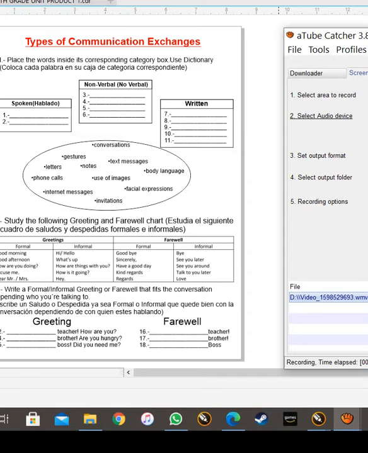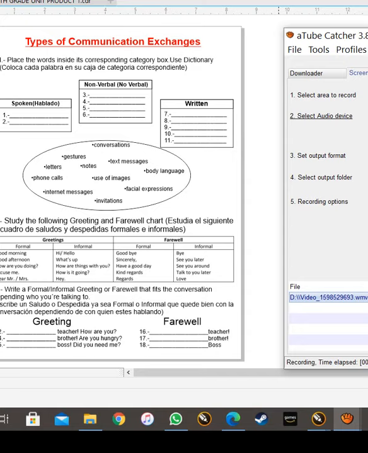Moving on to exercise number two. Study the following greeting and farewell chart. Let's go over that chart that we just mentioned. It says greetings, and then on the right hand it says farewell. Formal and informal on both sides. In greetings we have formal greetings and informal greetings. For farewells, we have formal and informal farewells.